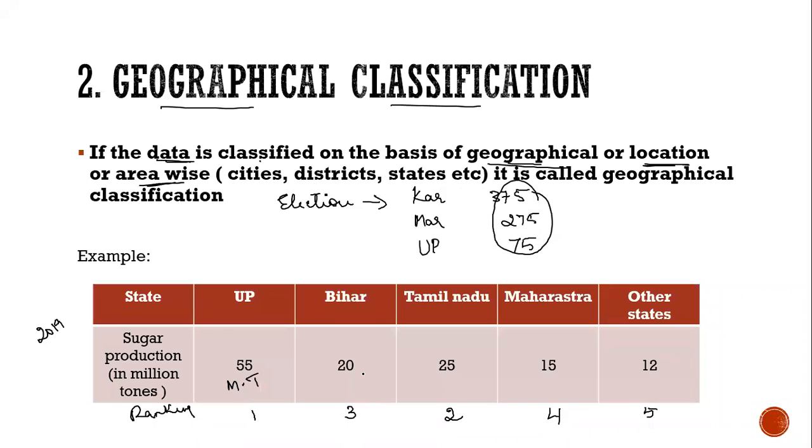Geographical classification is where you arrange the statistical data based on geography. That is called geographical classification. Did you all understand the first 2 types of classification? Did you all understand, students?